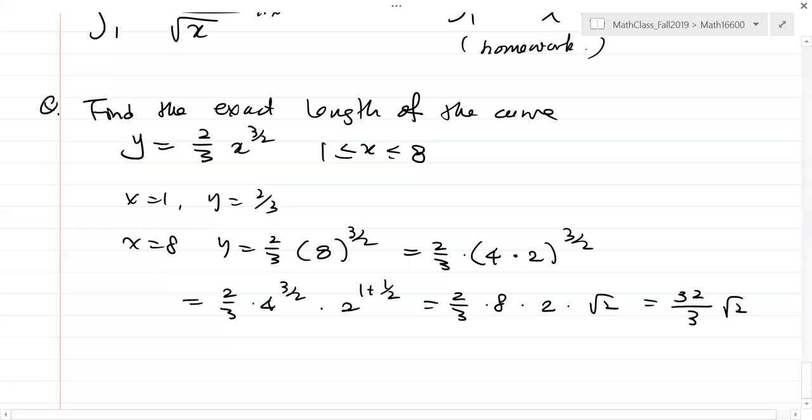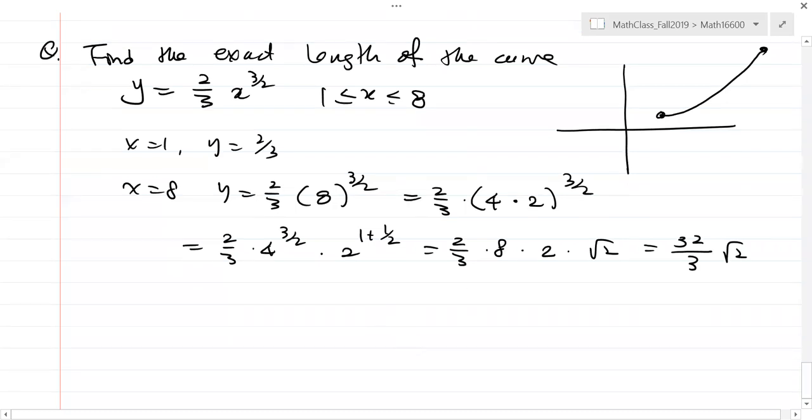But anyway, it's a number. It's larger than 1. If you sketch the graph, it's positive and goes like that. You find the length of this piece. It's definitely larger than 10, because 32/3 is already larger than 10, times the square root of 2 is larger than 1. So it's a pretty high point over there. But find the arc length. What do I have to do as the first step?